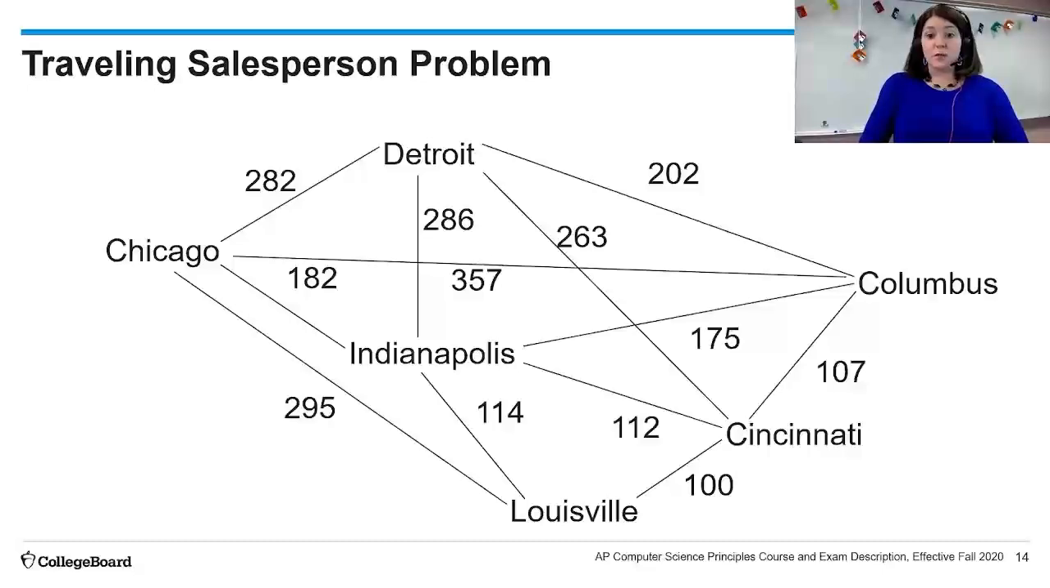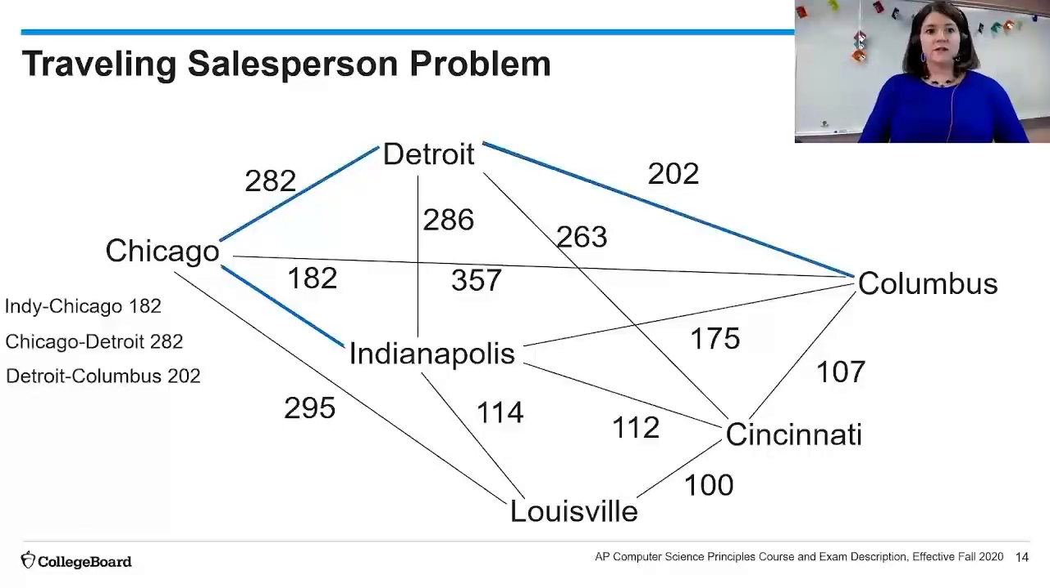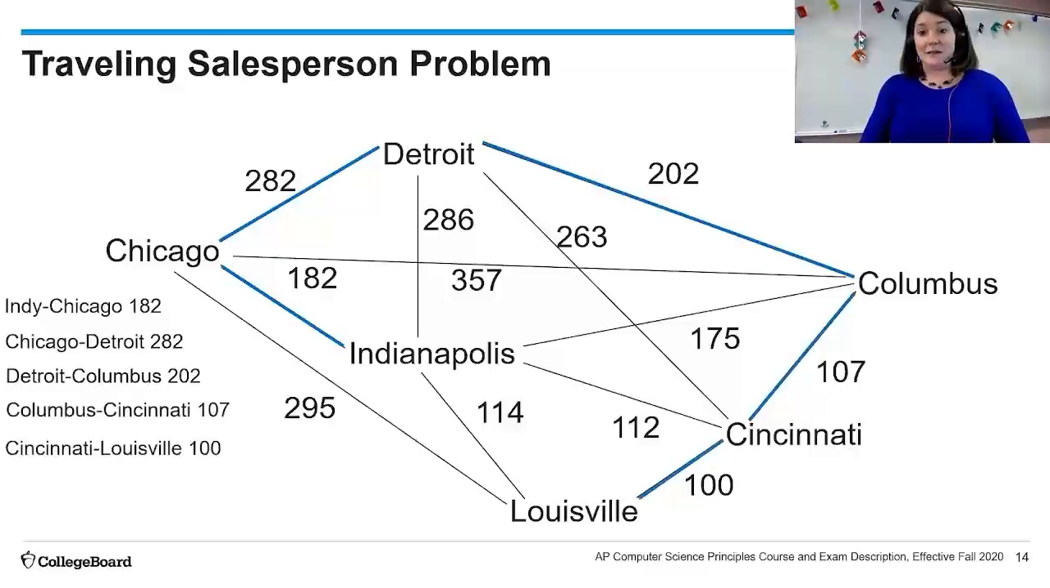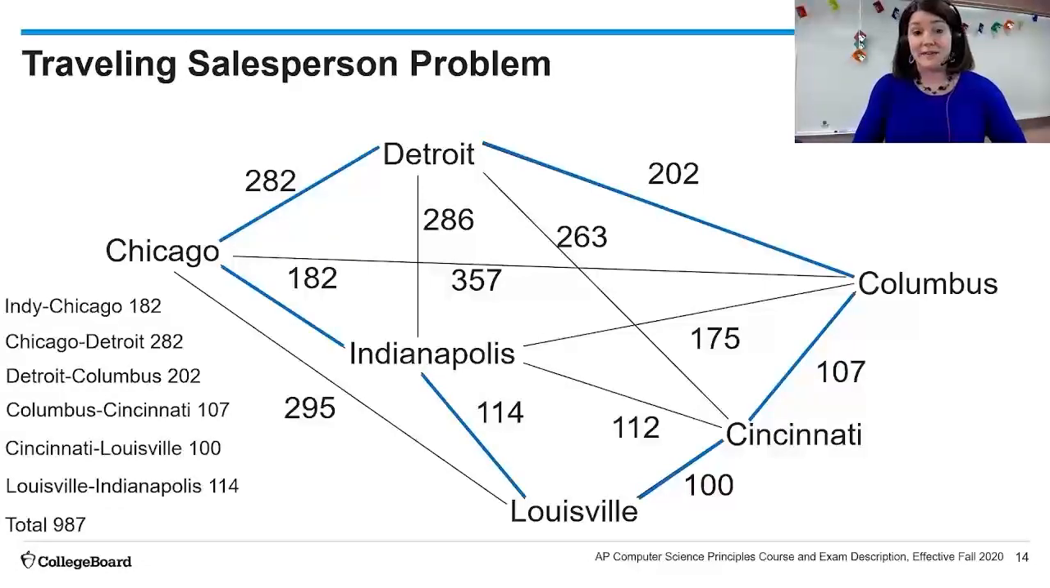So in this solution, we're going to try out another one. This time we're going to start by going from Indy to Chicago, then Chicago to Detroit, Detroit to Columbus, Columbus to Cincinnati, Cincinnati to Louisville, and Louisville to Indianapolis. In this route, it turns out that it only took 987 miles. Well, that one's better, but how do I know it's the best route or the shortest?